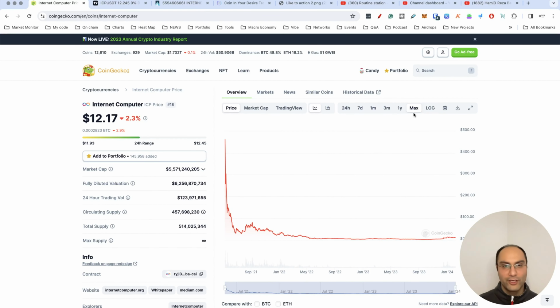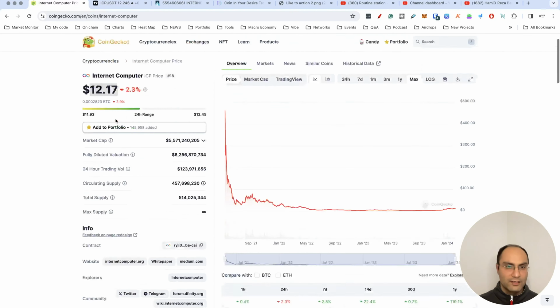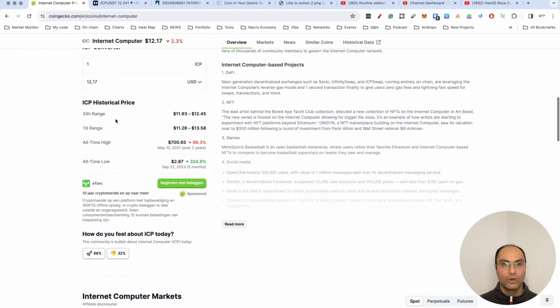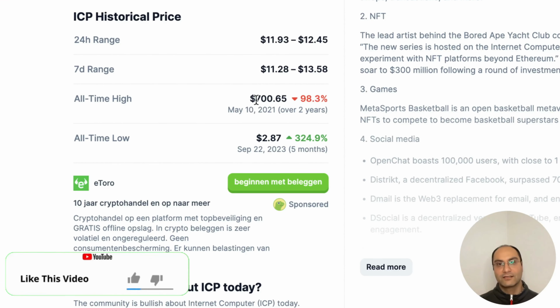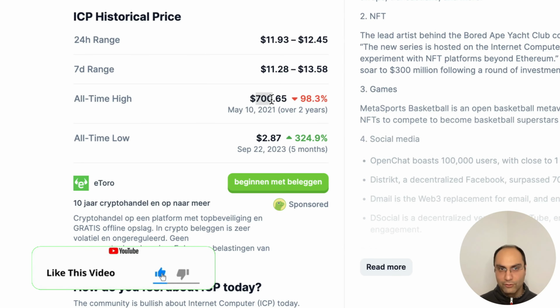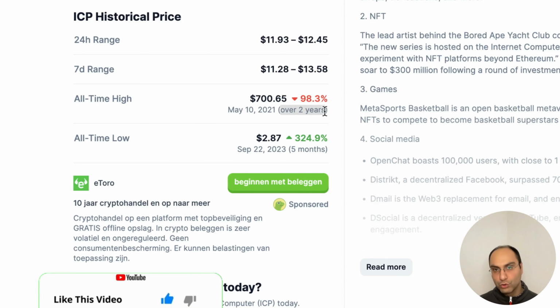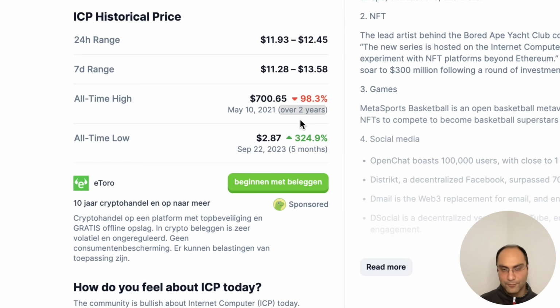Today, we're going to talk about ICP. ICP at the moment is seated at rank 18, at a price of $12.17. But the main question here for the investor is really: can ICP go back to its previous all-time high of $700, which it reached over 2 years ago, or is it not possible?